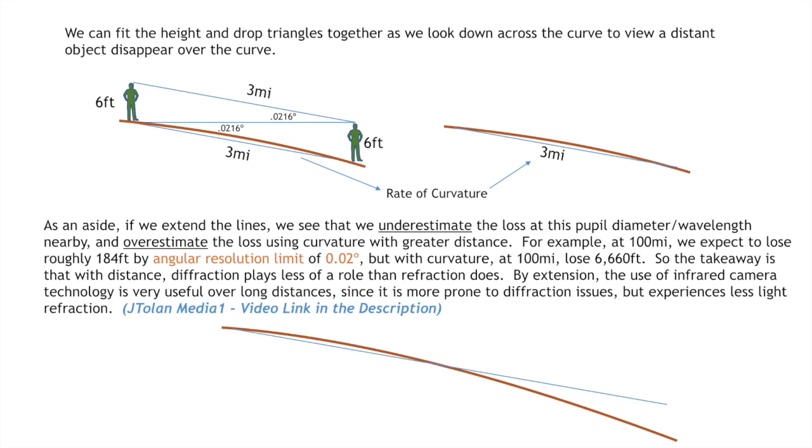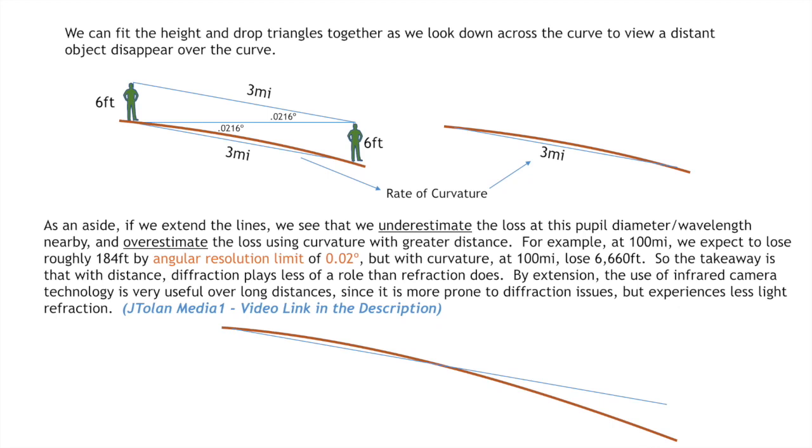So for example, at 100 miles, we expect to lose roughly 184 feet by angular resolution at 0.02 degrees. But with curvature at 100 miles, we're losing 6,660 feet. So the takeaway is that with distance, diffraction plays less of a role than refraction does. That's the takeaway here, because we do see the bottoms of things lost at a greater rate than simply 184 feet at 100 miles. By extension, the use of infrared camera technology is very useful over long distances since it is more prone to diffraction issues but experiences less refraction at the same time.